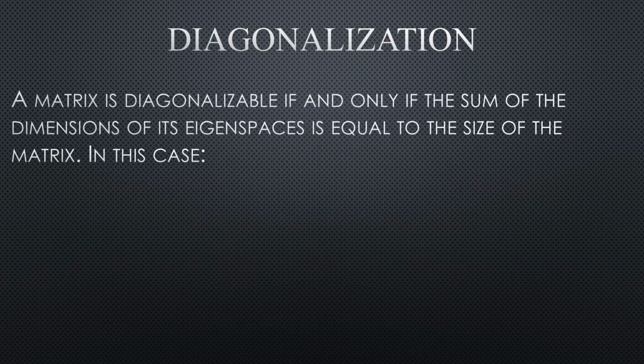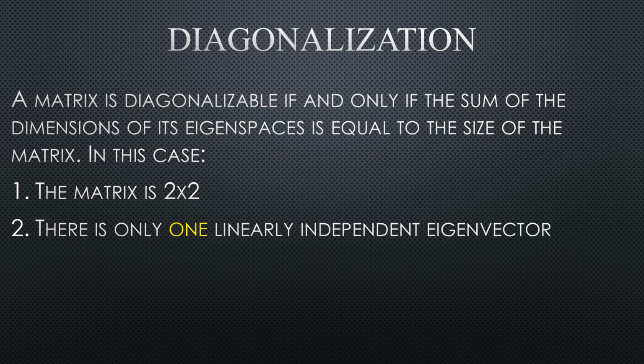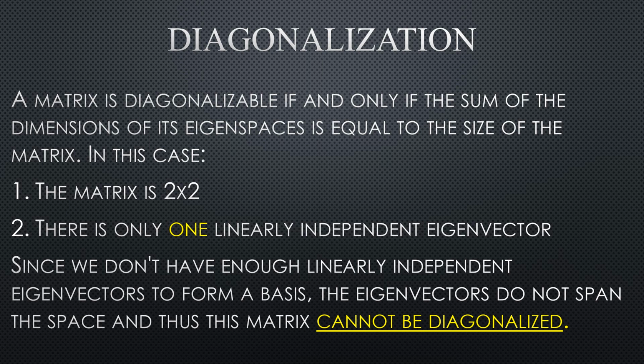So on the topic of diagonalization, a matrix is diagonalizable if and only if the sum of the dimensions of its eigenspaces is equal to the size of the matrix. This is one way of saying that you need to have as many linearly independent eigenvectors as the dimension of the matrix or the size. For some n by n matrix, we should have n eigenvectors. Here, our matrix is 2 by 2, so we have a dimension of 2. And there's only one linearly independent eigenvector. As a result, since we don't have enough linearly independent eigenvectors to form a basis and actually span the space, the eigenvectors do not span the space, and thus the matrix cannot be diagonalizable.